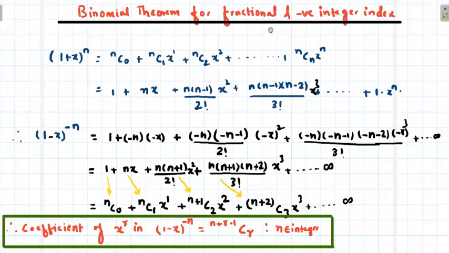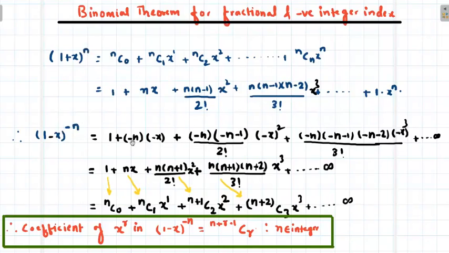Binomial theorem for fractional or negative integer index. See, (1 + x)^n, when n is a positive integer, we always write it like this. When we expand, we get this. Now, if I replace n with minus n and x with minus x, the same transformation, in this expression, I will get this.